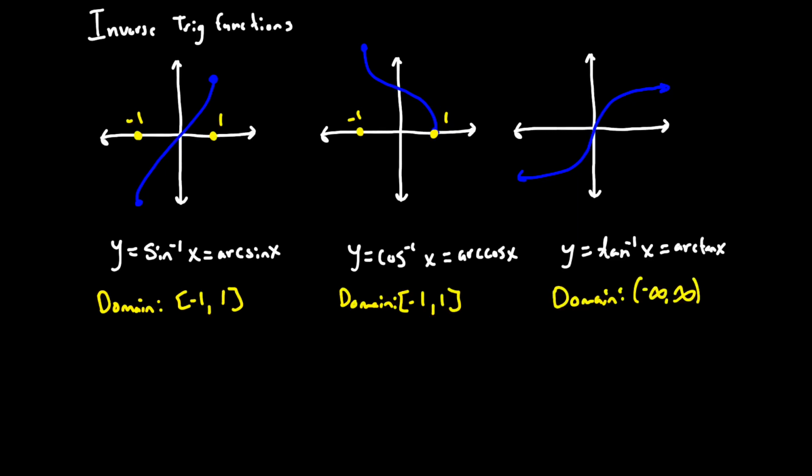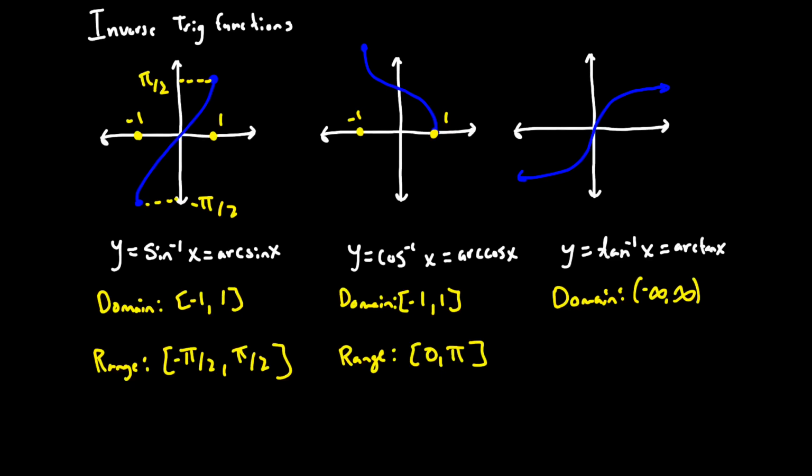The range of arc sine is -pi divided by 2 to pi divided by 2. And the range of arc cosine is 0 to pi. And lastly, the range of arc tan x is between -pi divided by 2 and pi divided by 2. And even furthermore, these are going to be horizontal asymptotes.